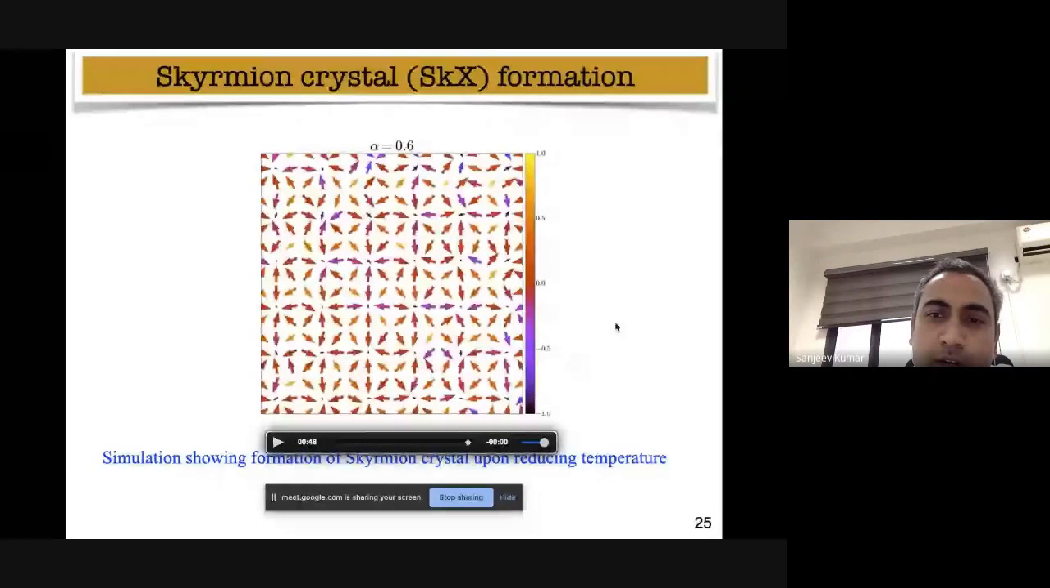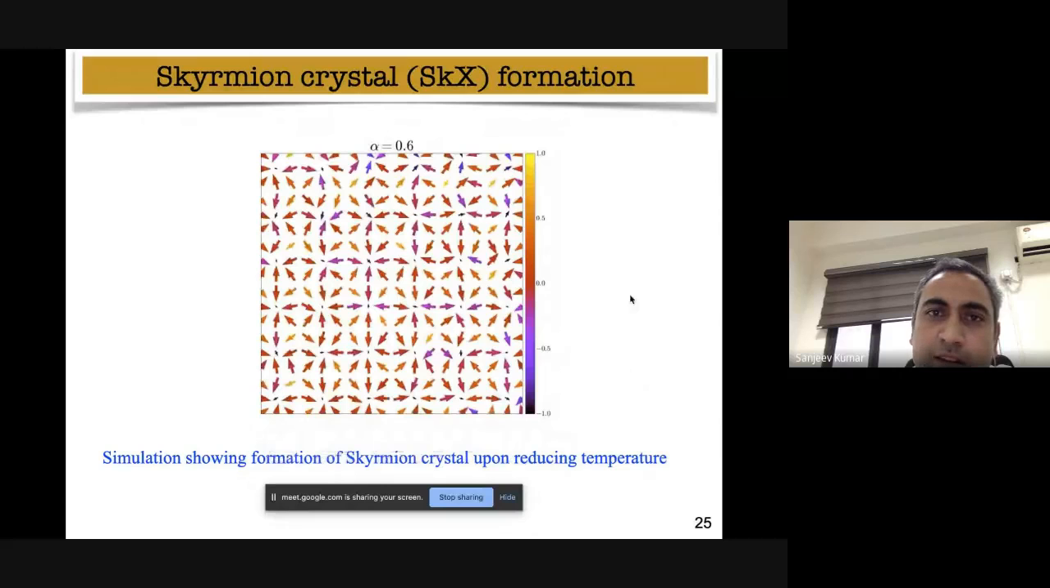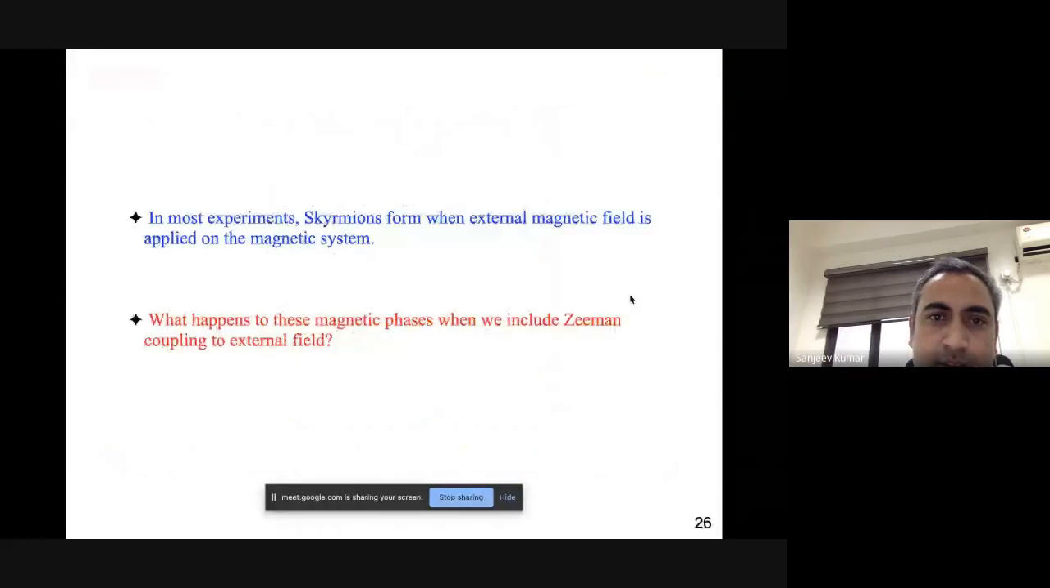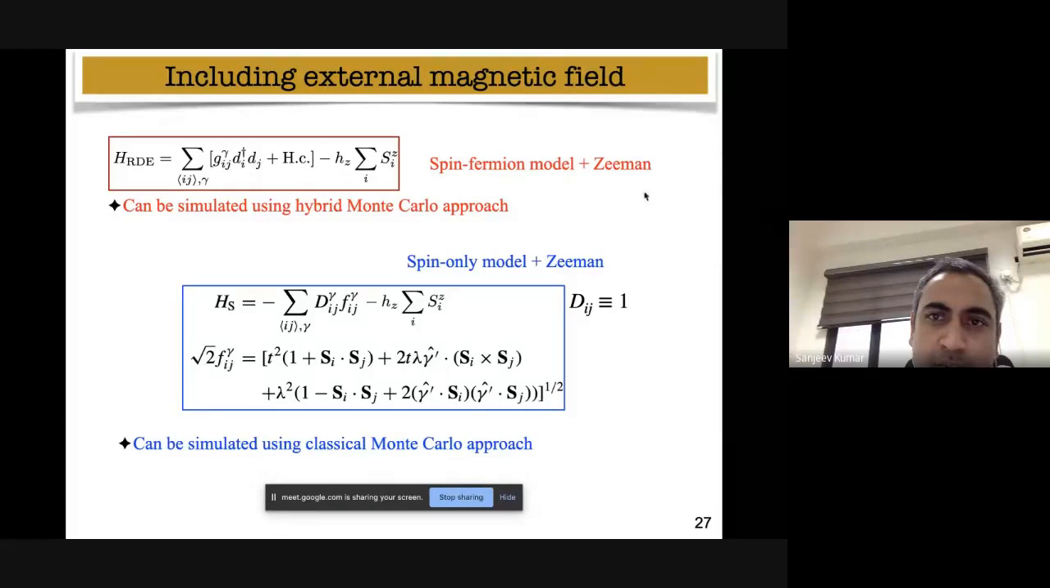So far, what I have discussed does not include the magnetic field in the Hamiltonian. In the next few slides, I'll show you the results when the magnetic field is also included. We don't need to worry about the technical details now, because the inclusion of the magnetic field is very simple. You can simply add a Zeeman coupling term, HZ SZ, and this can be handled either within the hybrid Monte Carlo approach or within the effective spin Hamiltonian approach. I'll present results for the effective spin Hamiltonian approach here, although we have tested both approaches and they match very well.